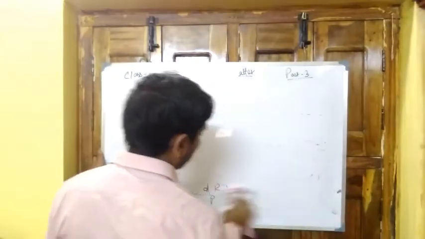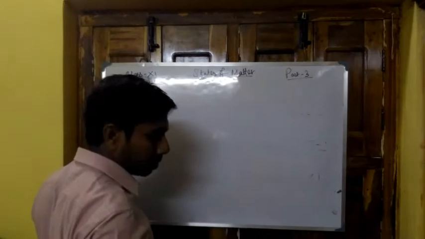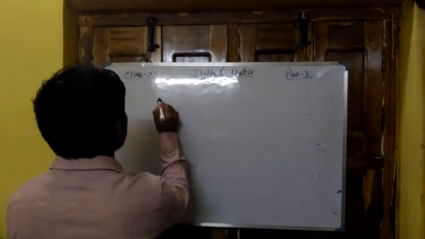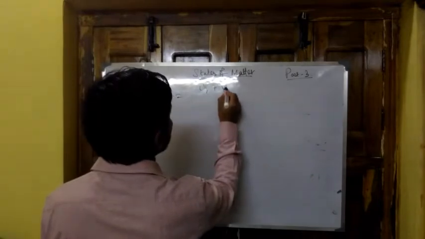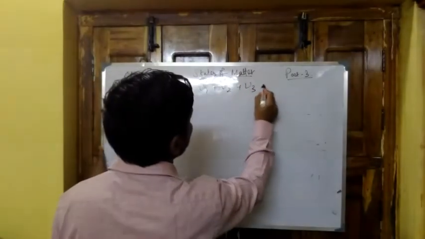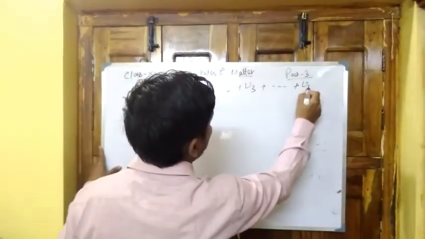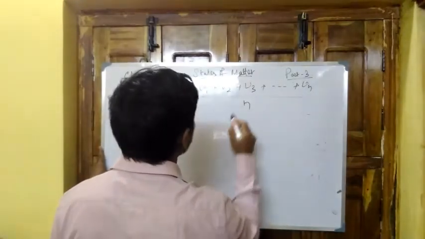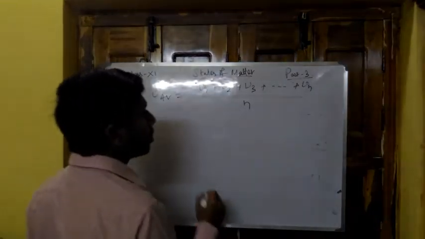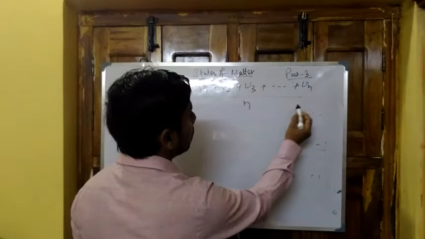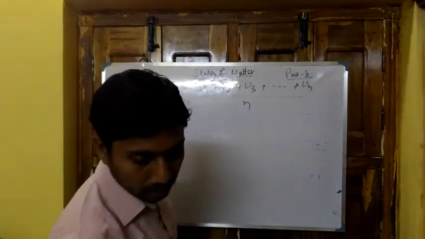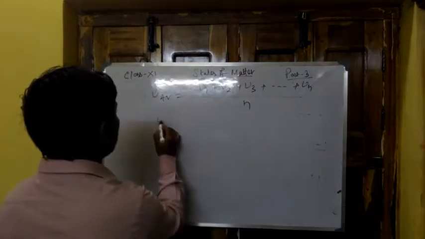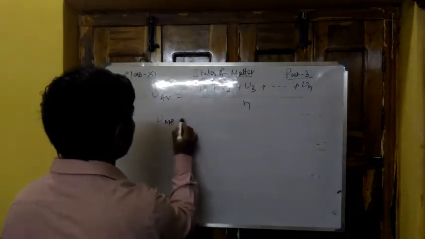So it is known as average molecular speed. U average is equal to u1 plus u2 plus u3 plus un divided by n, if n is the number of molecules. So it is the expression for u average. Now next one, that is u most probable.